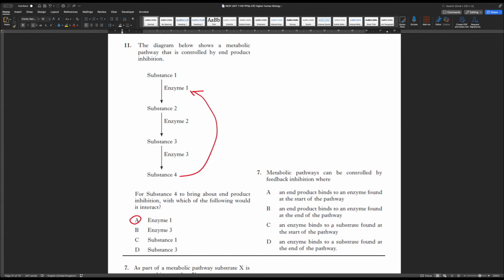Nope. Enzyme binds to a substrate found at the... nope. And enzyme binds to... nope. So it's going to be A.